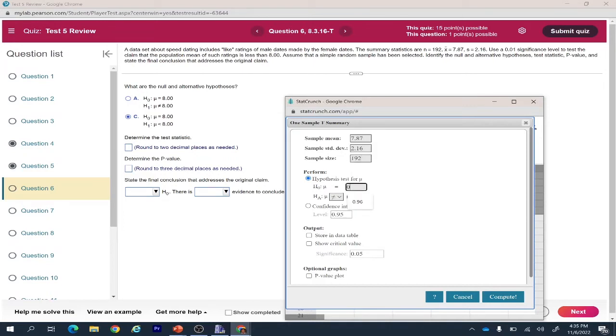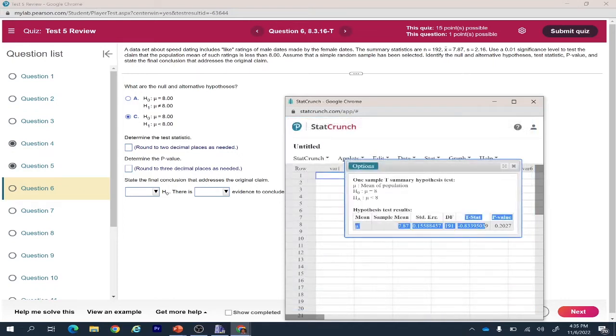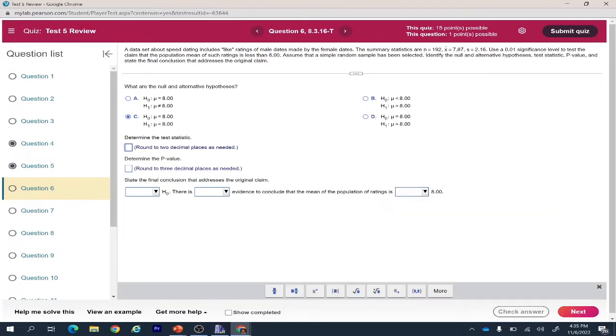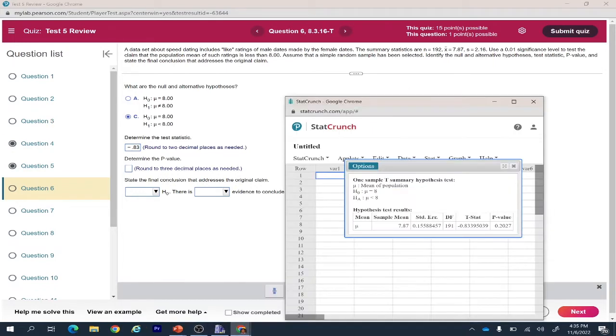Hypothesis test: the null hypothesis is equal to 8, the alternative hypothesis is less than 8, and if you compute, it gives you the t-statistic, negative 0.83 if you round it to two decimal places. So what is the p-value? If you go back there and go to the last cell here, the p-value is 0.2027. Rounded to three decimal places, it's 0.203.